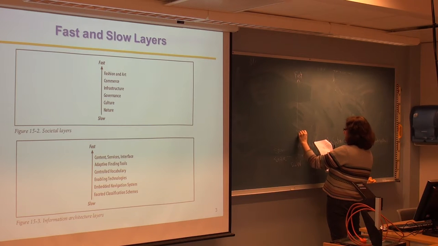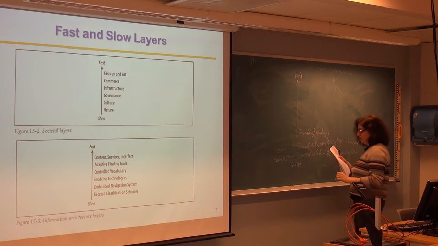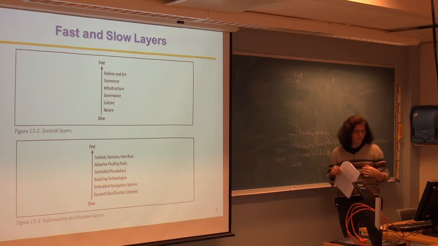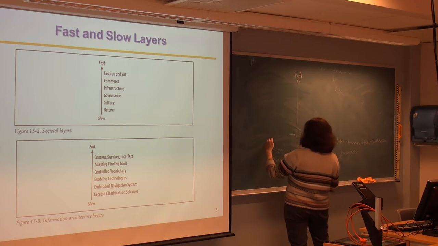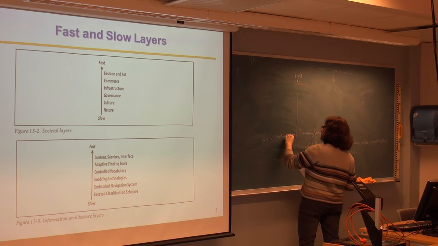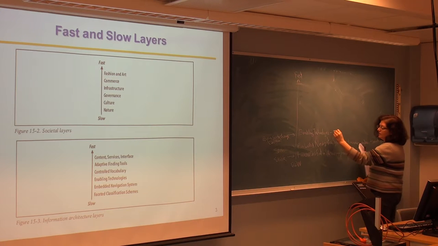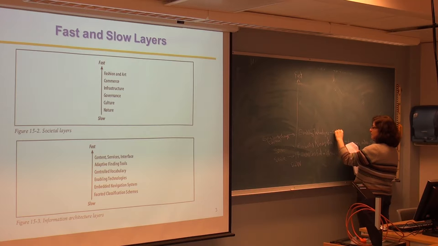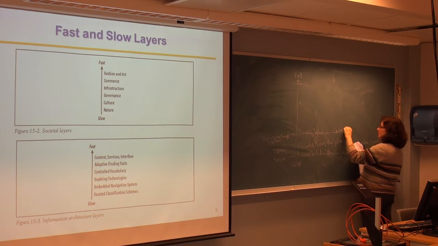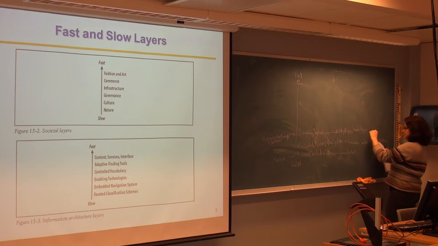The next layer up is enabling technologies. You might change them, but they're expensive to change, so you usually don't change them very often. These have to do with technologies like content management systems, search engines, and portal software.